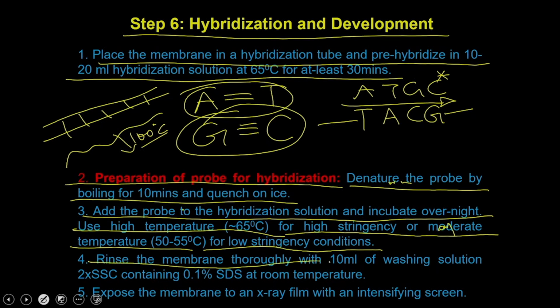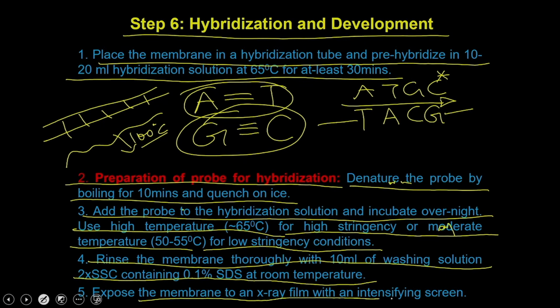You rinse the membrane roughly with 10 ml of washing solution, 2x SSC, at room temperature, and expose the membrane to an X-ray film with an intensifying screen. So once your hybridization is over, you wash the membrane with the washing solution 2x SSC, and that is going to remove all the non-specifically bound probes, and then you can expose that to the X-ray films with the intensifying screens, and that is going to give you the signal wherever the probe is binding, in the form of bands.